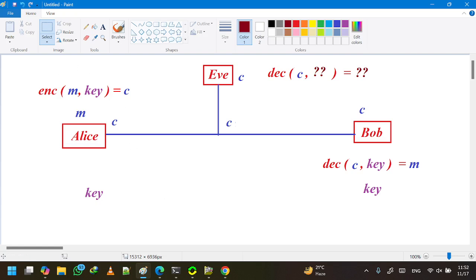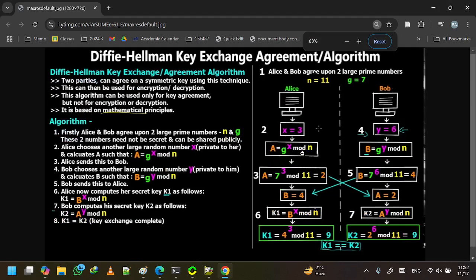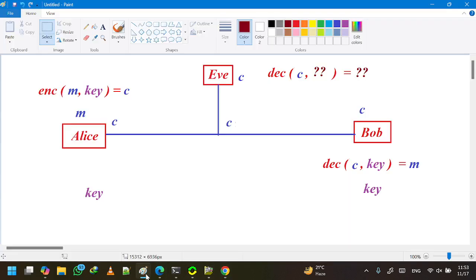So to solve this problem, we have the Diffie-Hellman key exchange operation or algorithm, also known as key agreement. It is the purpose of this algorithm to solve this problem we have discussed till now.